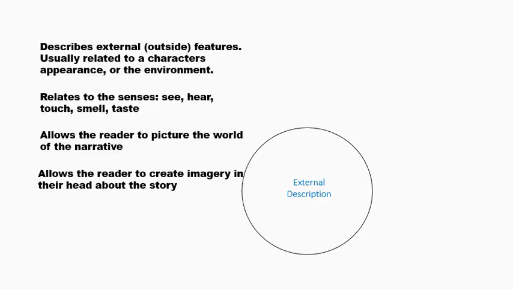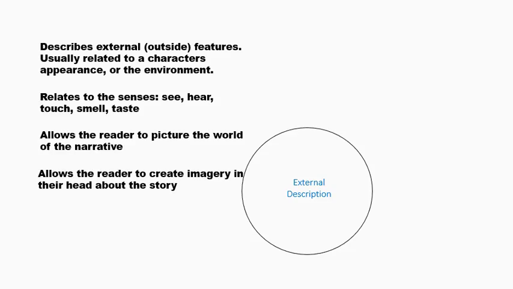When we look at external description, we're really talking about description of external or outside features. They're usually related to what a character looks like, or the environment, the colour of the walls, the colour of the carpet. They also relate to the senses, the things that we see, hear, touch, smell, and taste. If you were thinking of the feel of the cold tiles on someone's bare feet, that's external description. If you were thinking of the smell of food in the hallway of someone's house, that's external description.